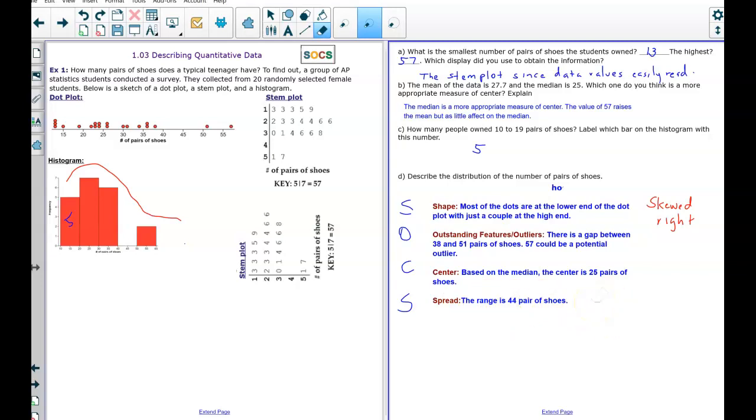Remember, the range is a single number. Please don't give an interval. That would be incorrect. Big faux pas. And that's just the max minus the min. So 57 minus 13 is 44 pairs of shoes. You also have to include the context. So if you were writing up this fully, you would say the distribution of pairs of shoes. So you want to be very, very clear so the reader understands exactly which distribution you're talking about.